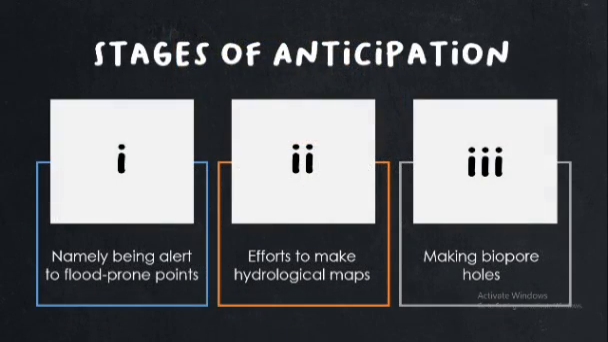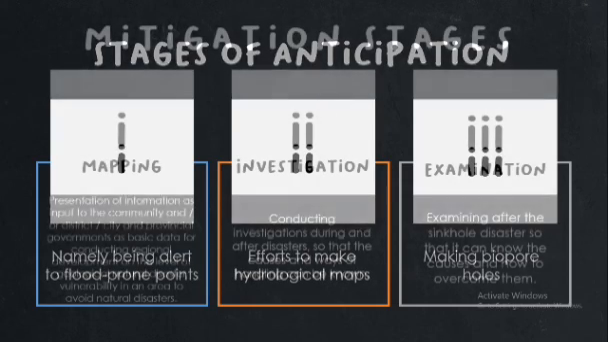Stage 2, anticipation. First is being alert to flood prone points, second is making hydrological maps, and the last one is making biopore holes.